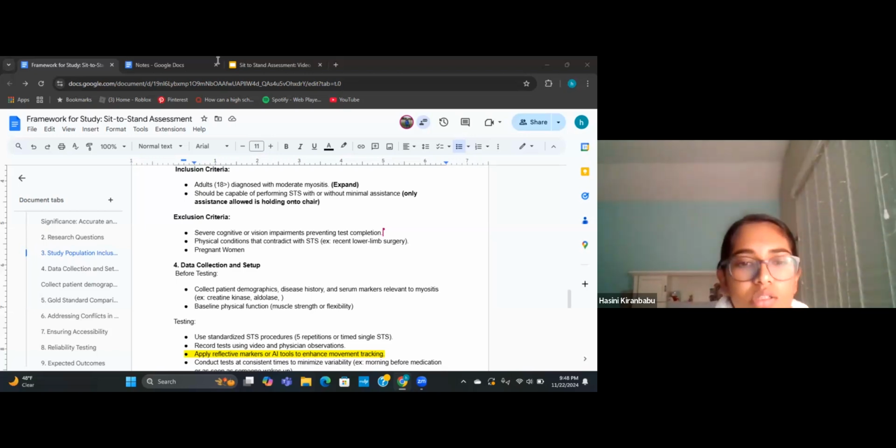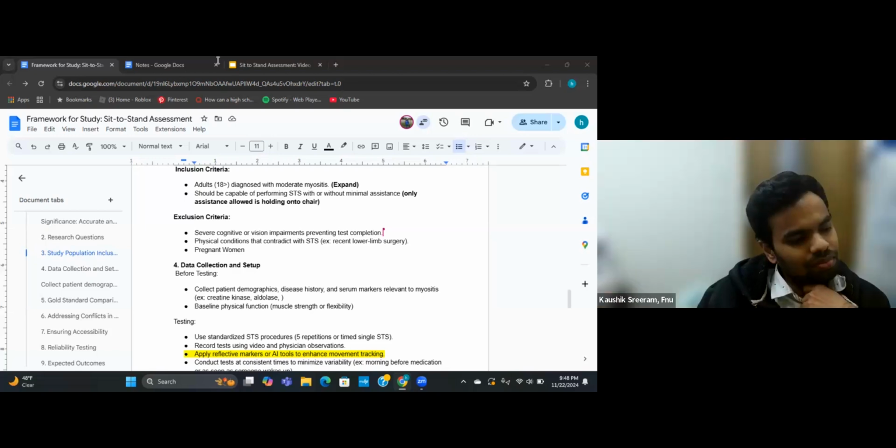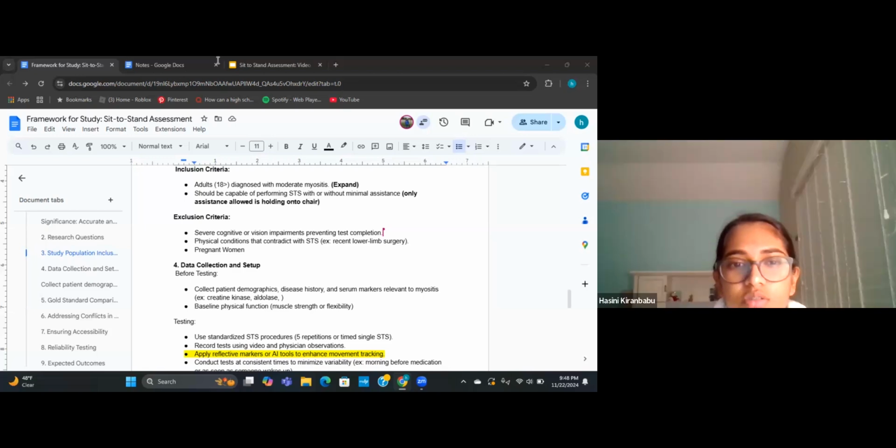I think in one way, it's like we're establishing that we are going to do a study on people who have moderate myositis. And I think, with age, well, no, because adults is a pretty wide range of people.